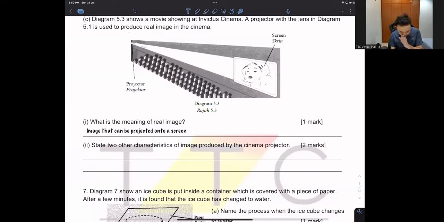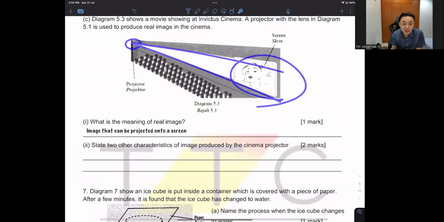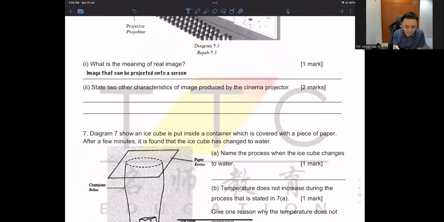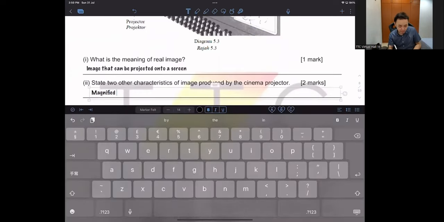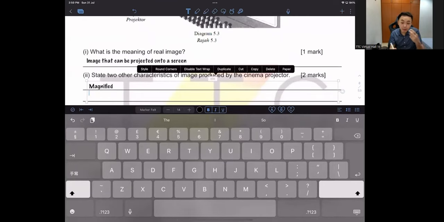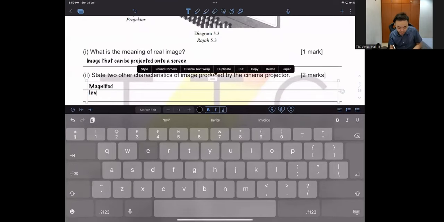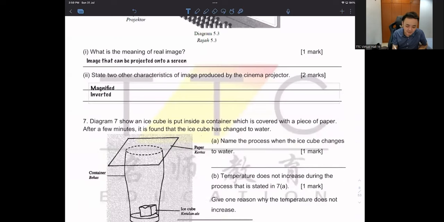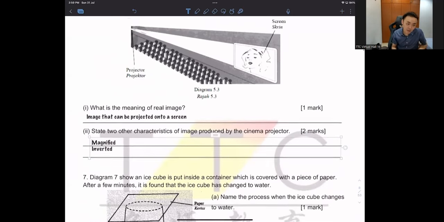Now next one. State two other characteristics of the image produced on a similar projector. Now besides real, what else do we need? Well, they give you a hint also. Look at the diagrams. The light source from here becomes this in the cinema, which means what? Exactly, they are magnified. Magnified, two. Magnified and then? This is one thing that you always get cheated on. Answer is inverted. Not upright.